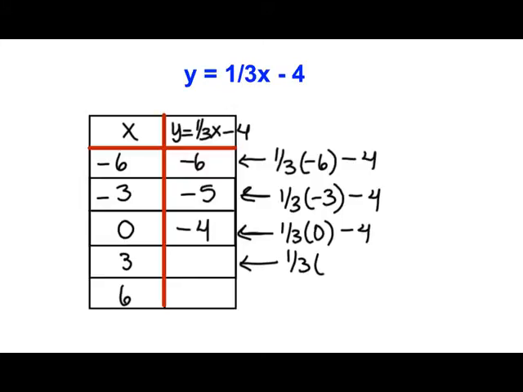1/3 times 3. 3 divided by 3 is 1. Minus 4 is negative 3. And one more. 1/3 times 6, or 6 divided by 3 is 2. Minus 4 is negative 2. And I've completed my input-output table for y equals 1/3 x minus 4.